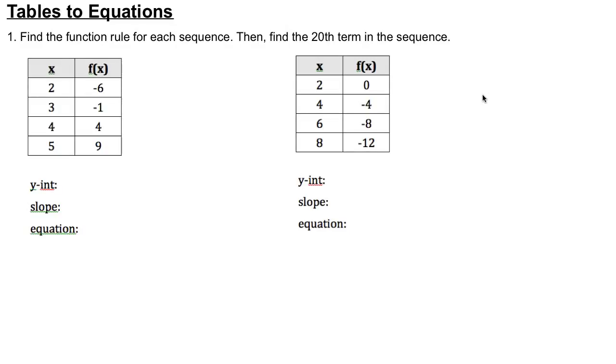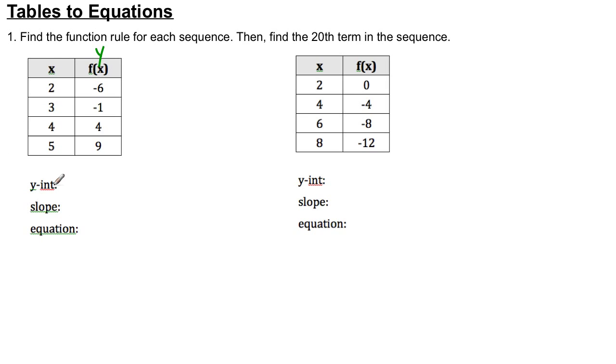Okay, in this video, we're going to look at taking tables and writing linear equations based off of these. All right, so let's go through a couple examples here. On this first example, we have x and f of x. Remember, this is the same thing. F of x is the same thing as y.